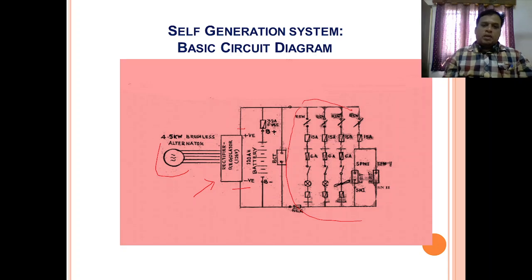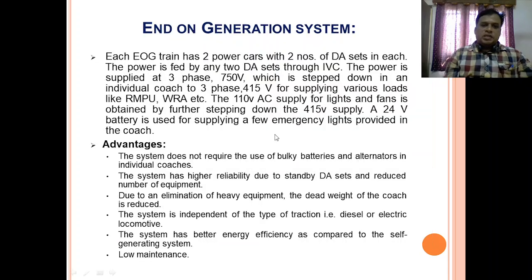Okay, so next is the end-on generation system. What is the end-on generation system? Each end-on generation train has two power cars with two DA sets in each. The power is fed by any two DA sets through IVC. The power is supplied at three phase, 750 volts, which is stepped down to three phase, 415 volts for supplying various loads like RMPU, etc.